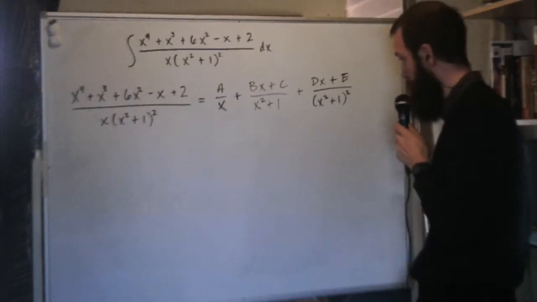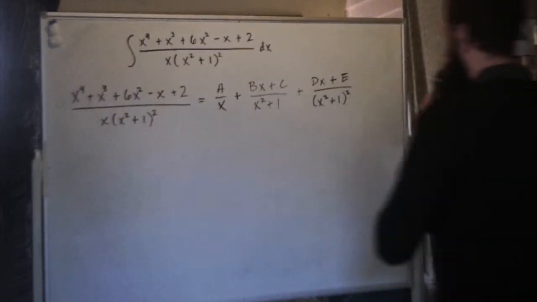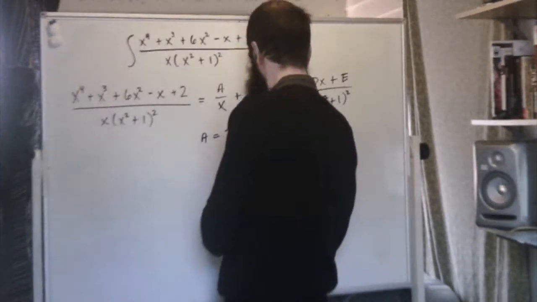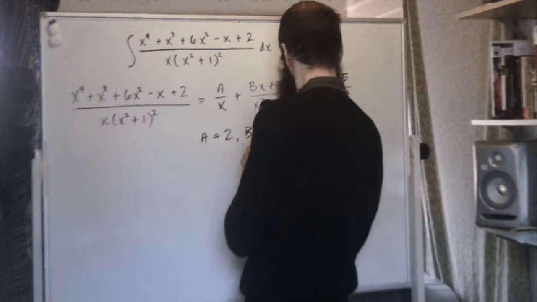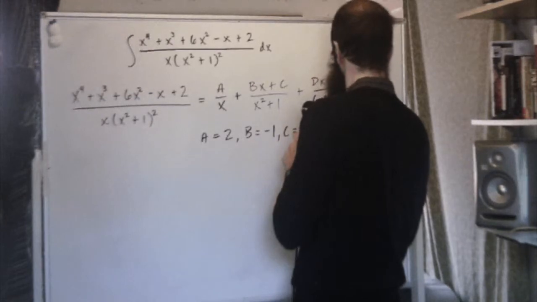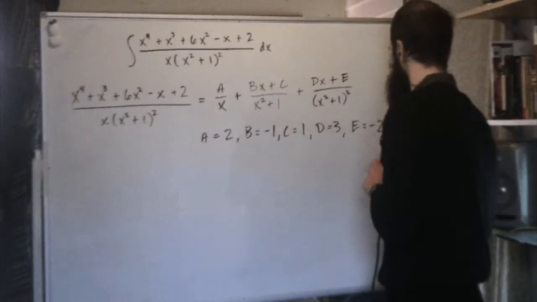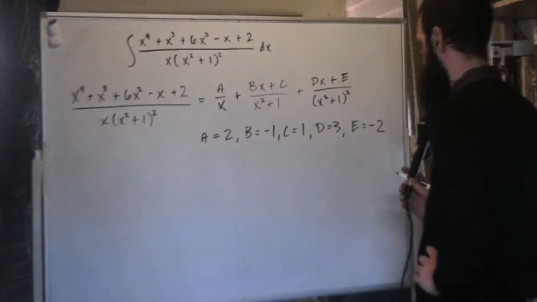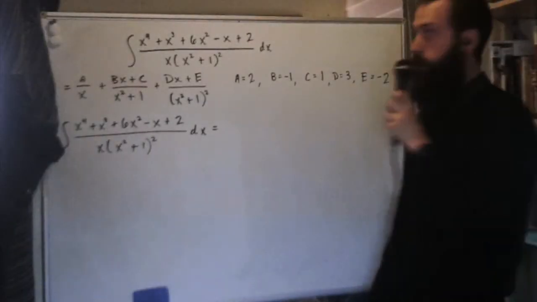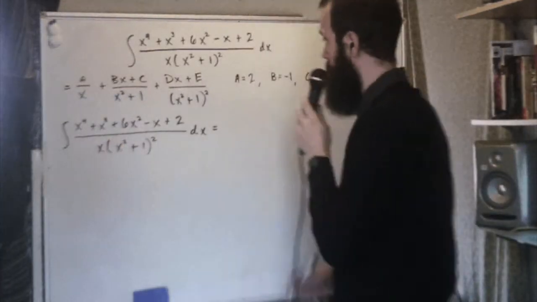That's that. I'm not going to go through the process of solving for these. We've done it. But I'll tell you what they equal. A equals 2, B equals -1, C equals 1, D equals 3, E equals -2. Right? Yeah. So now we can evaluate our original integral with our partial fractions.